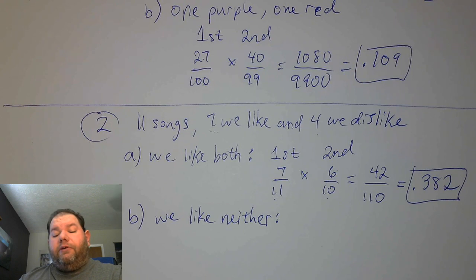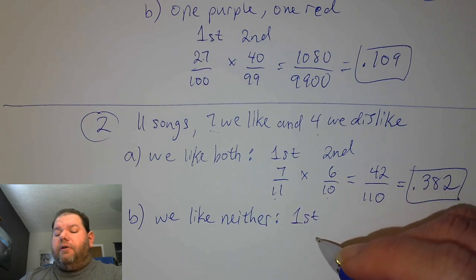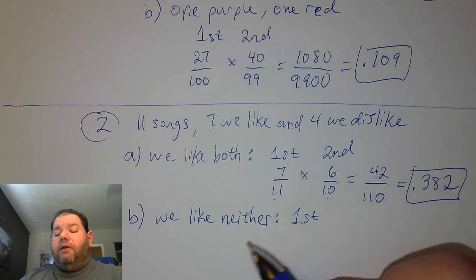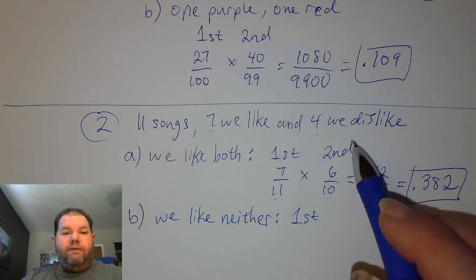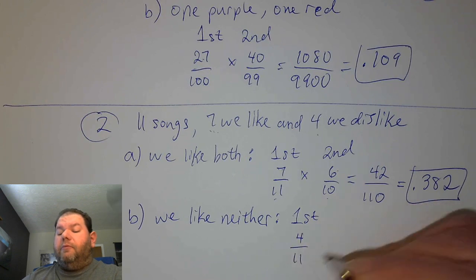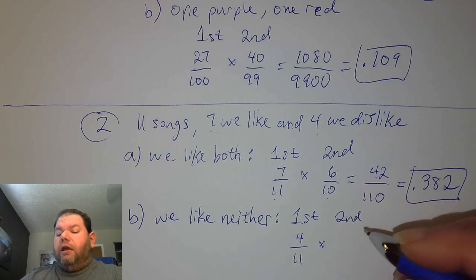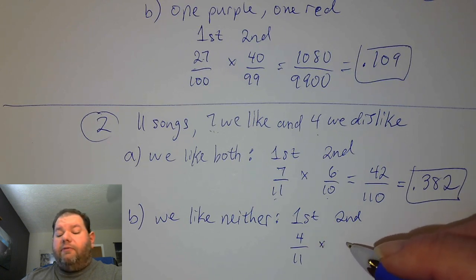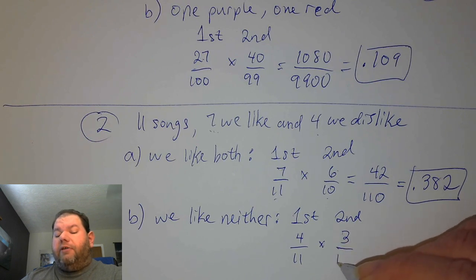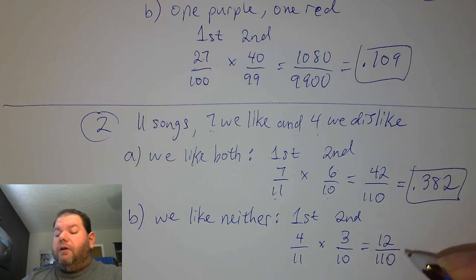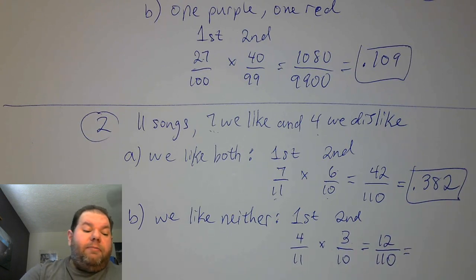Part B, what is the probability that we do not like either of the two songs? Well, if the playlist ends up picking songs that we dislike, there's a 4 in 11 chance that we dislike the first song. And if we already played one of the songs that we don't like, then the second song it plays, it'll be 3 out of the remaining 10 that we still dislike. We multiply across. 4 times 3 is 12. 11 times 10 is 110. And so 12 divided by 110. So that'll be 0.109.